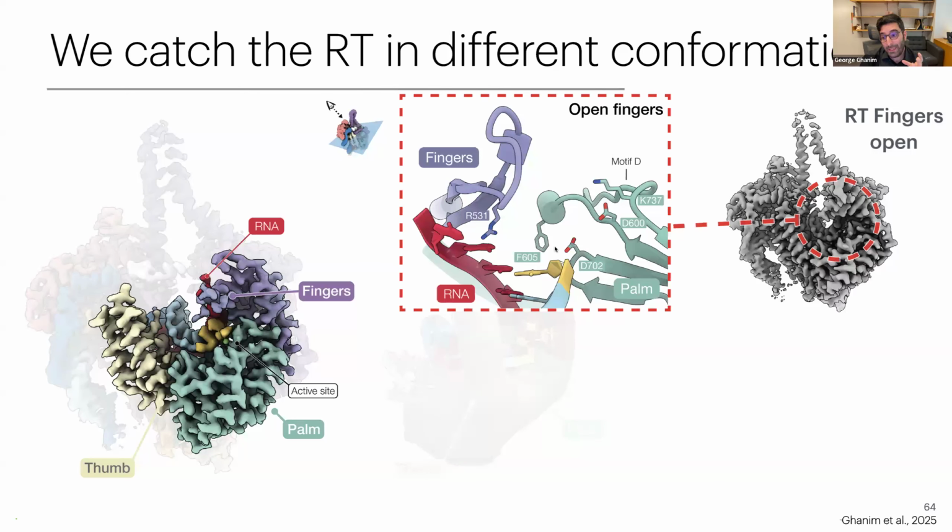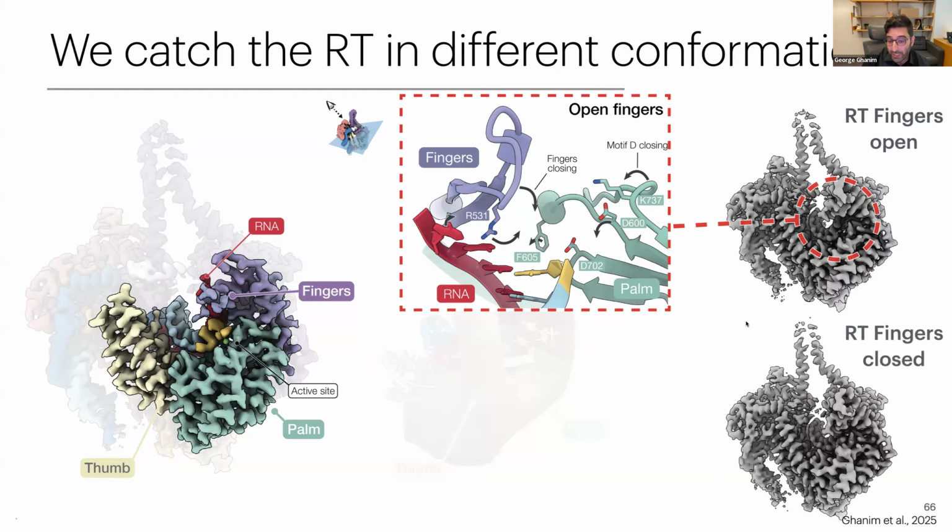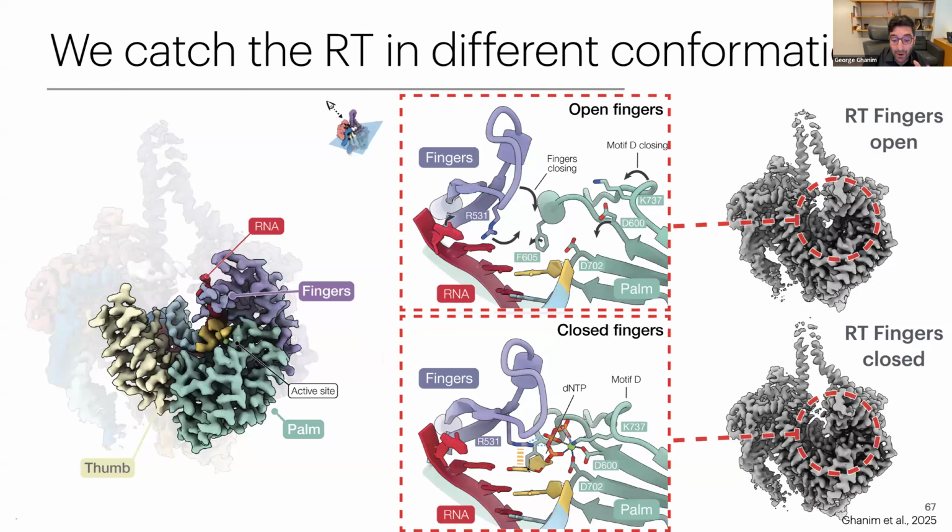Okay, but in the second conformation, these regions close over an incoming nucleotide, and this closed state catalyzes nucleotide addition. And again, we were able to find that state in our data set. So in this closed conformation, you can see that now there is a nucleotide in the active site, and it's making important contacts with particularly the fingers as well as the palm.